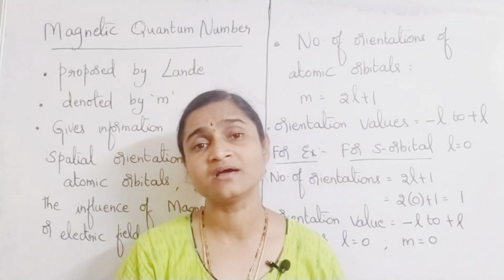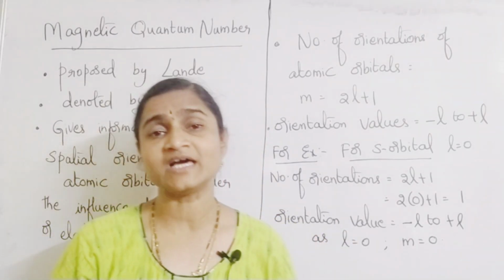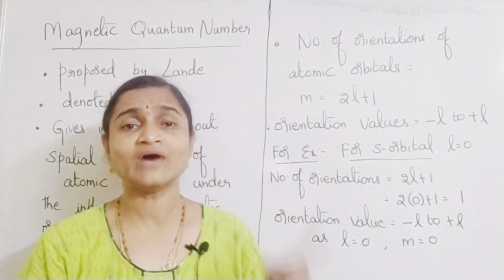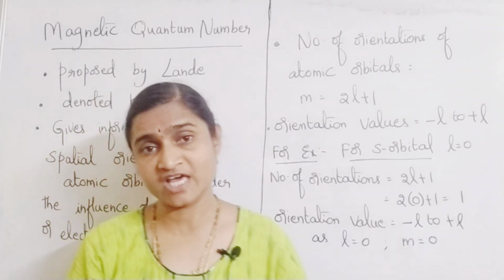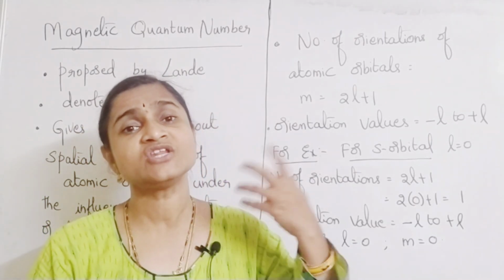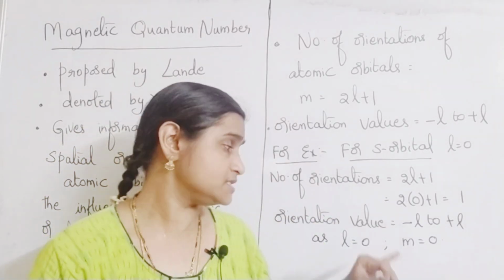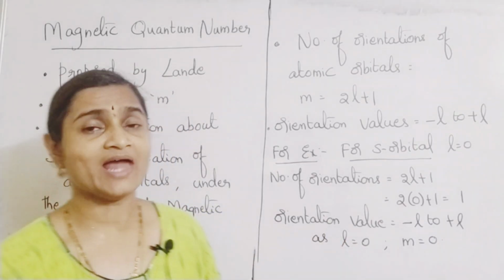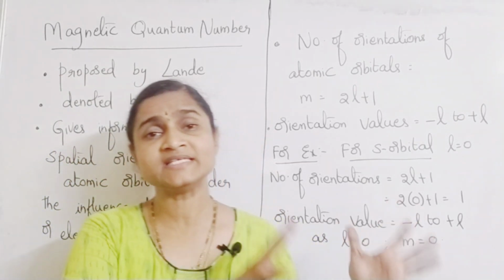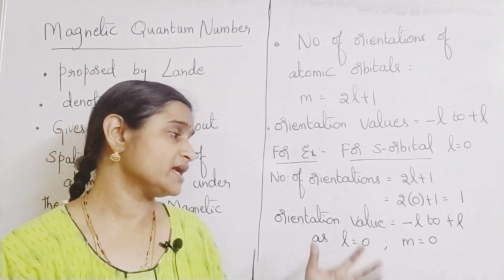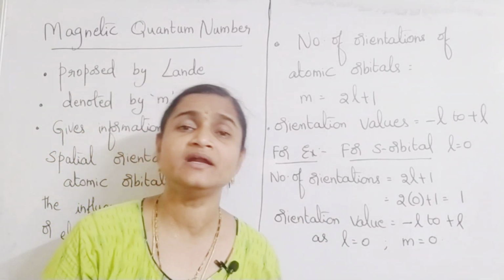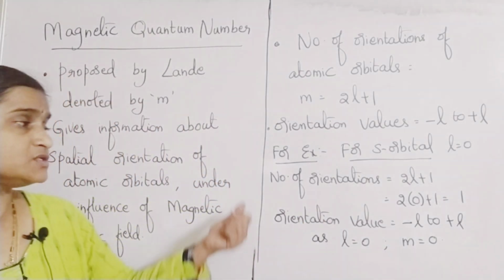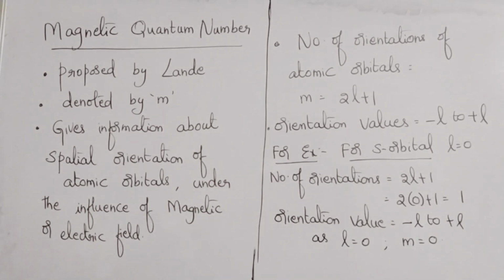That means what? S orbital being spherical in shape, it will undergo one orientation or one change in direction, and that orientation value becomes 0. M value for s orbital is 0. Generally orientation values are given by minus L to plus L. Here minus 0 to plus 0 is nothing but 0. So for s orbital, m value is 0.